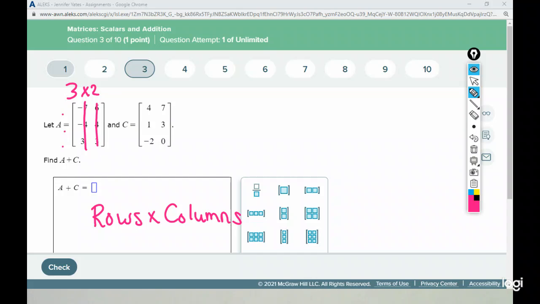How many rows does C have? 3. Same. 3 by 2. And that's how we would talk about them. They're 3 by 2 matrices.